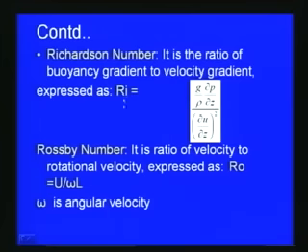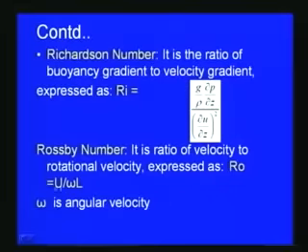So, this is the Richardson number, and another important number is called Rossby number. Rossby number is wherever the rotational flow is. When we deal with rotational flow, we will be using this dimensionless number Rossby number. So, here this is the ratio of velocity to rotational velocity. So, this is expressed as Ro is equal to U by omega L, where U is the velocity, omega is the angular velocity, and L is the characteristic length which we consider.